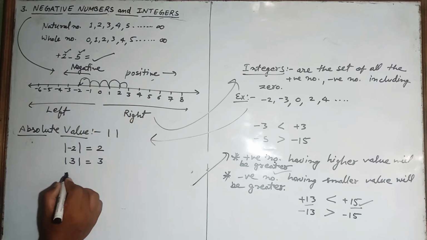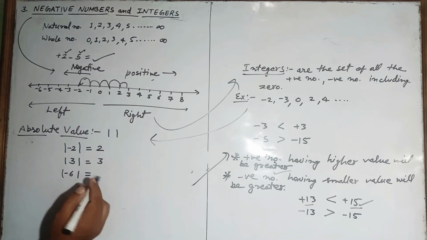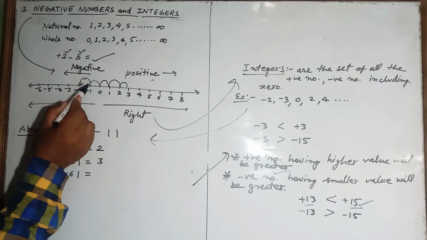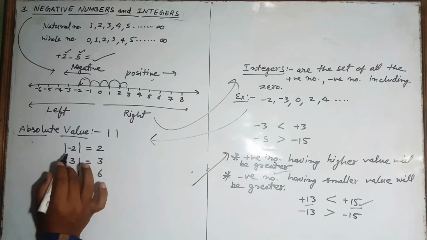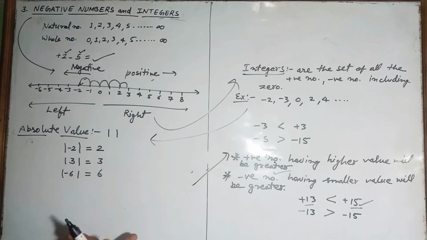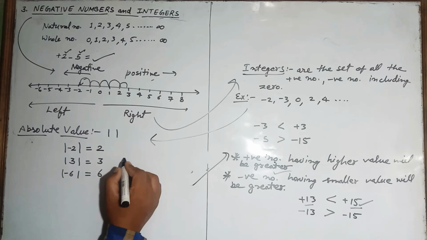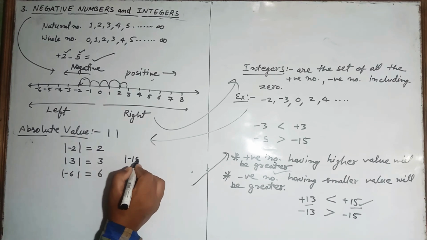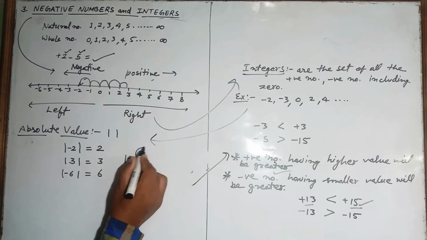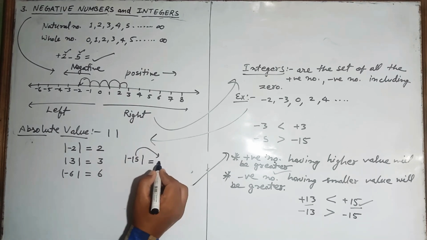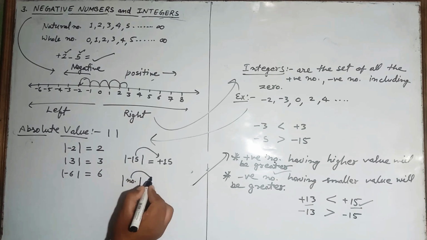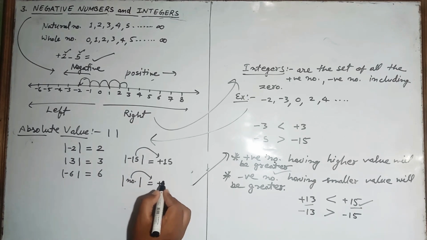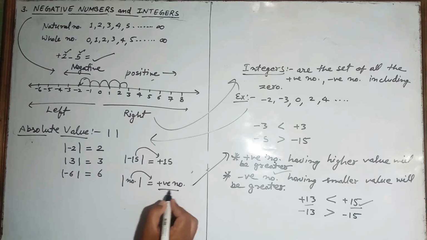If I ask mod minus 6, what will be the value of mod minus 6? How far is it? 0, 1, 2, 3, 4, 5, 6. Means whenever we open this mod, whatever value comes out will always be positive. This you have to remember. If we have written minus 15 inside the mod, when it comes out it will always give a positive value. Our answer will be plus 15. Whatever number we write, it will come out as a positive number. This you will remember.